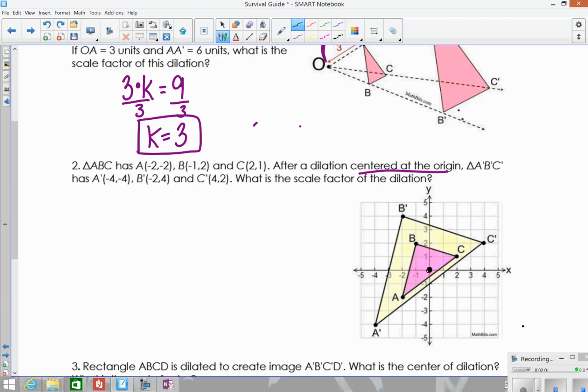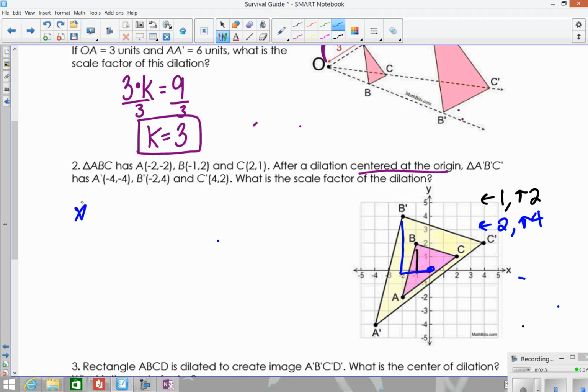If you look, to go from the center to B, you had to go over 1 and then up 2. When I compare that to the distance to go from the center to B prime, I had to go over 2, up 4. So the old distances were left 1, up 2. The new distance was left 2, up 4. That means those distances doubled.